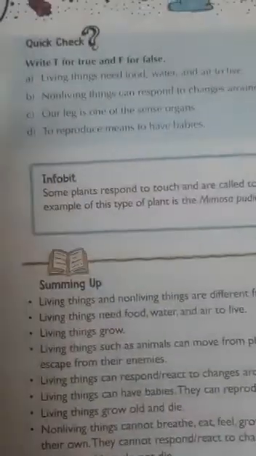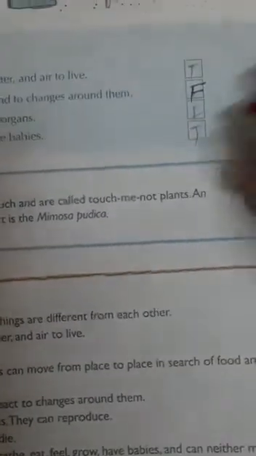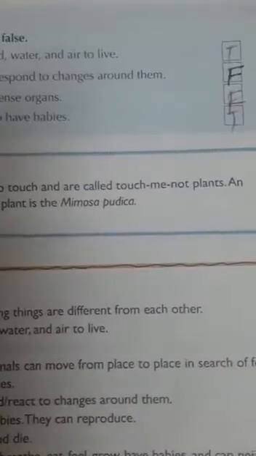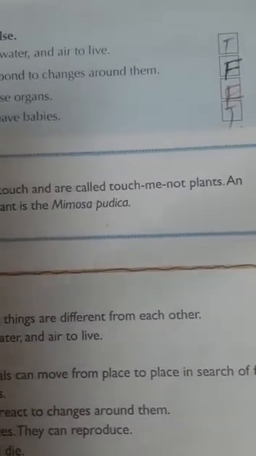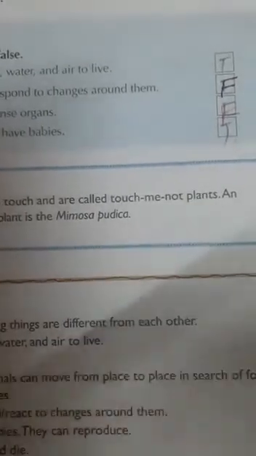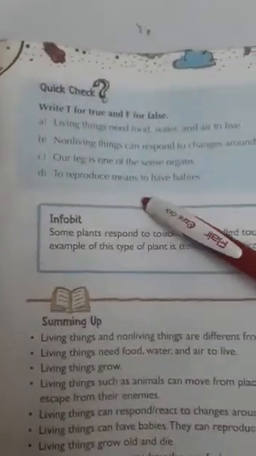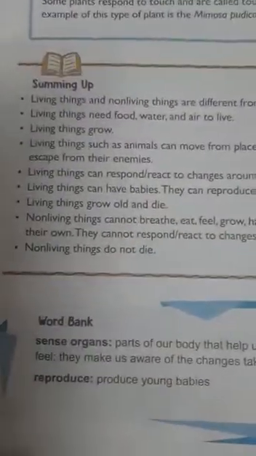Okay. Non-living things can respond to changes around them. No, they cannot respond. That is false. Our leg is one of the sense organs. Is our leg a sense organ? No. Our 5 sense organs are eyes, nose, ears, skin and tongue. Legs are not our sense organs. Okay, that is false. To reproduce means to have babies. Yes, correct, true.